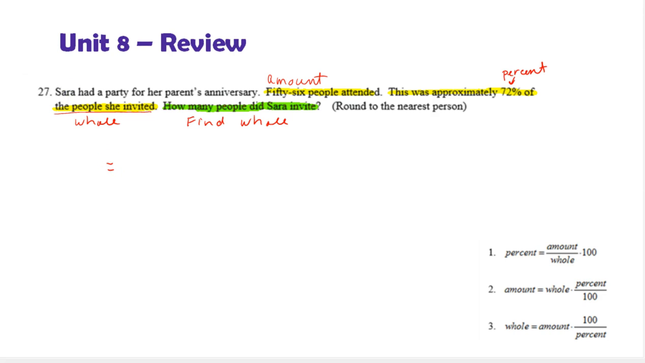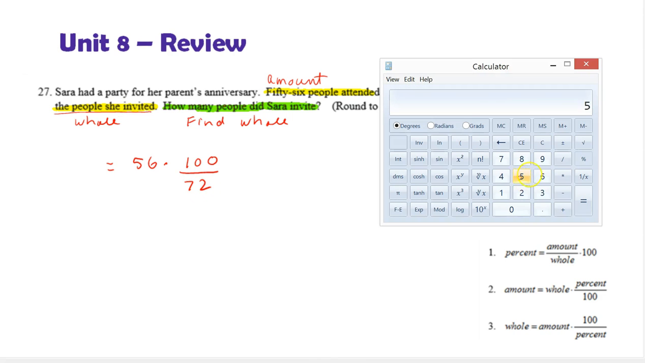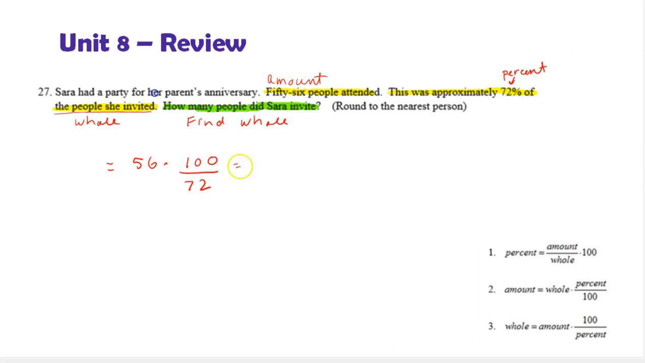We're going to use this relationship. The whole equals the amount, 56, times 100 divided by the percent. And the percent was 72. So 56 times 100 divided by 72 equals, and it said to round to the nearest person, so we'll round up to 78. 78 people. Again, I'm going to see if it makes sense. She invited 78 people, 56 showed up. That makes sense.